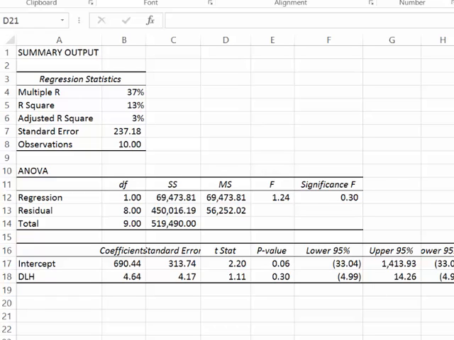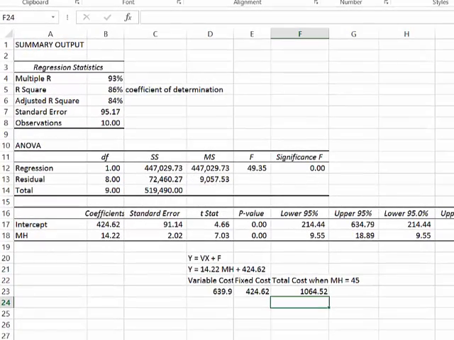We can go back with very good comfort and tell the managers that no, in fact, we want to use machine hours. Let's go back to that tab. For the machine hours, we have an 86% coefficient of determination. We have T-stats that are good and strong. We have very low p-values.